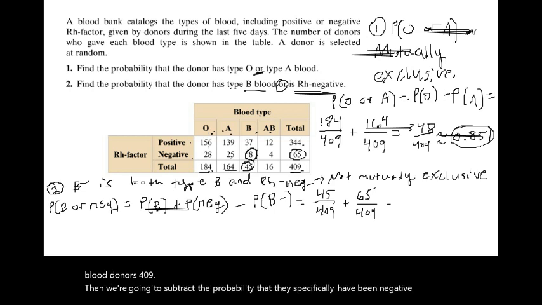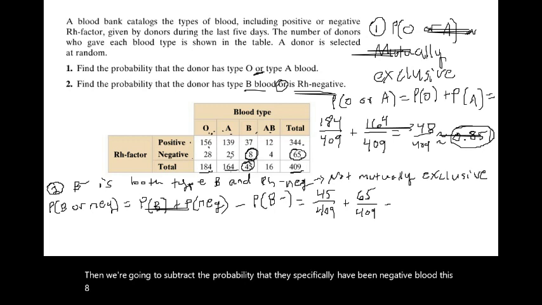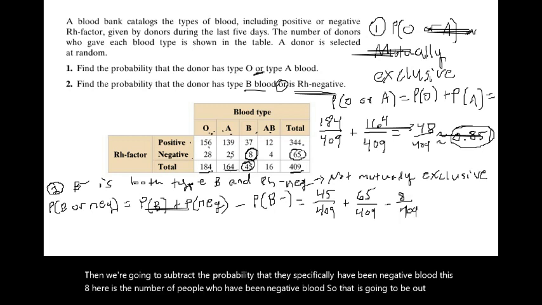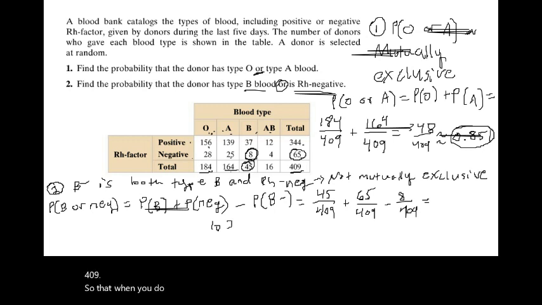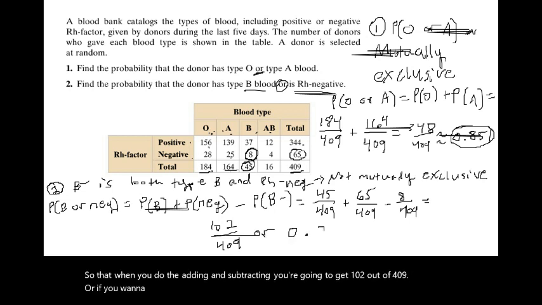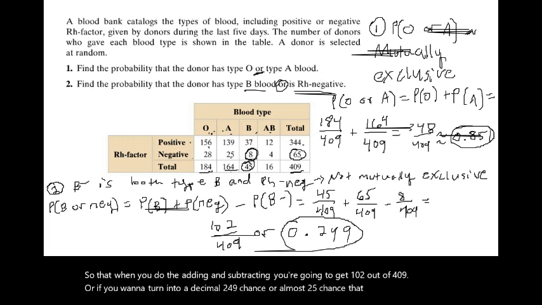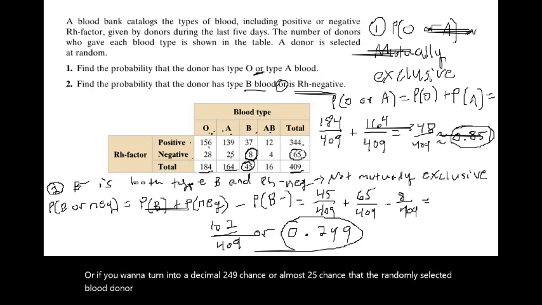This 8 here is the number of people who have B negative blood, so that is going to be 8 out of 409. So when you do the adding and then the subtracting, you're going to get 102 out of 409. Or if you want to turn it into a decimal, there's about a 0.249 chance, or almost a 25% chance, that the randomly selected blood donor has either type B blood or is Rh negative.